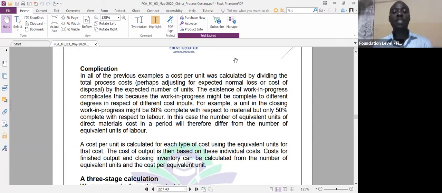In this case, the number of equivalent units of direct material in a period will be different from the number of equivalent units of labor. So it means that we have to separate the equivalent cost of material from the equivalent cost of labor. So a cost per unit is calculated for each type of cost element using the equivalent unit for that cost. So this cost of output is then based on individual costs.